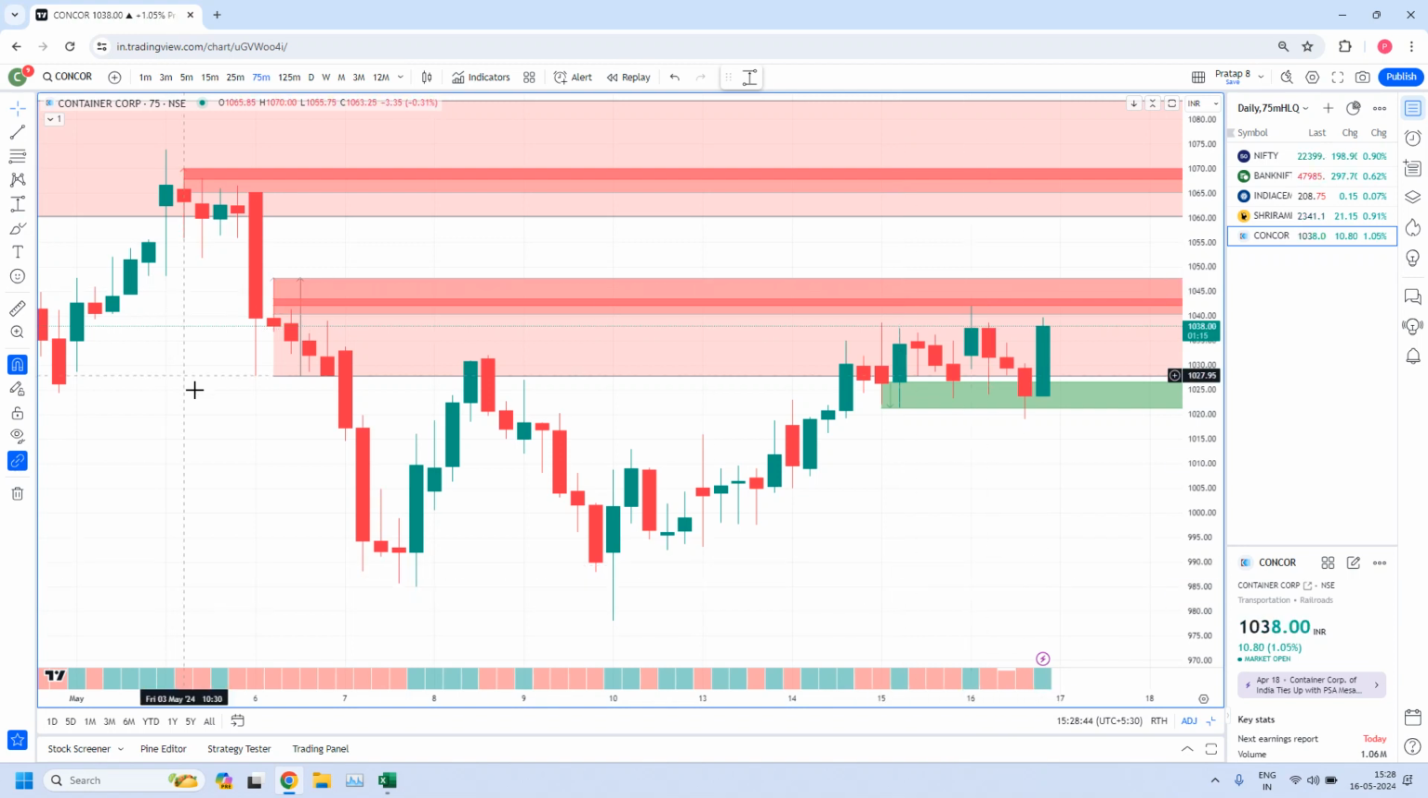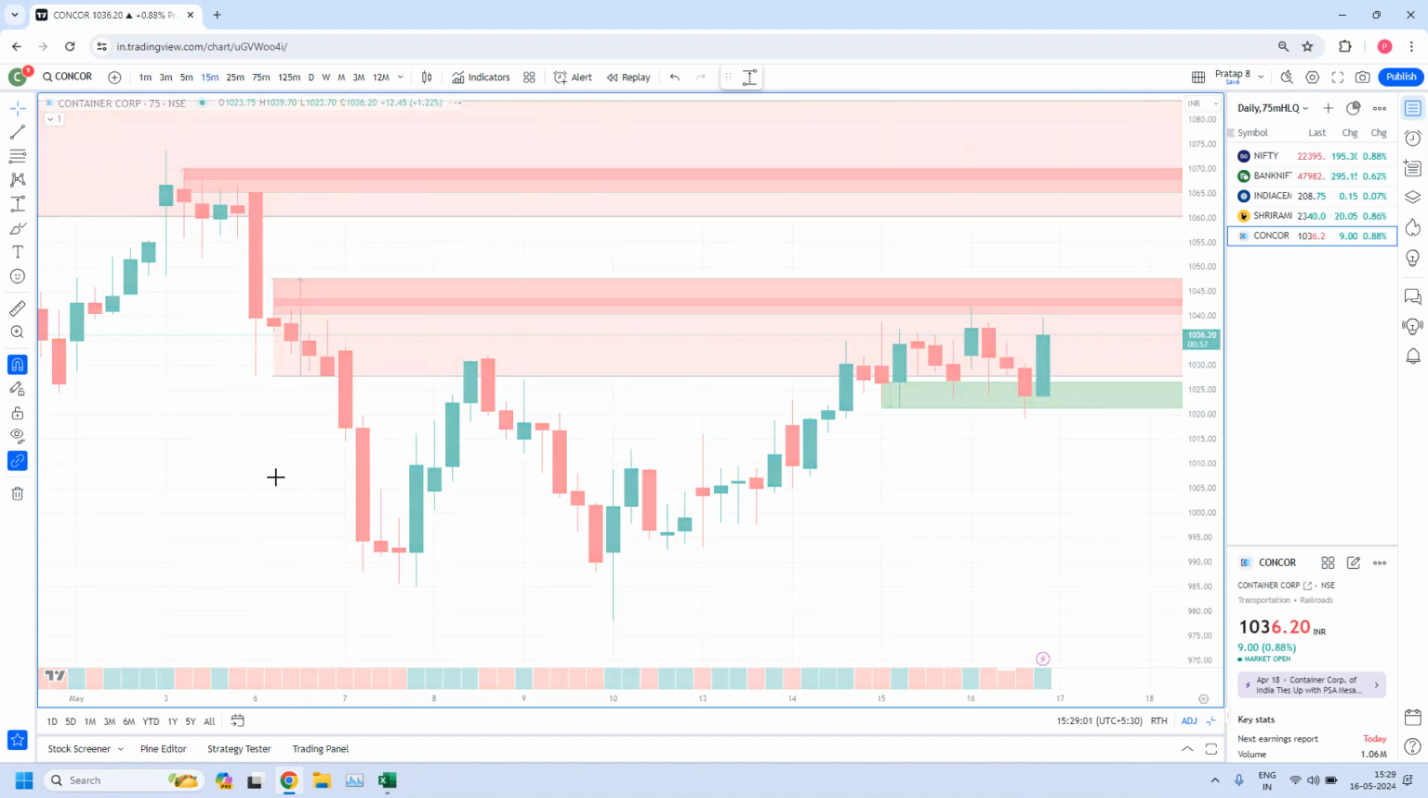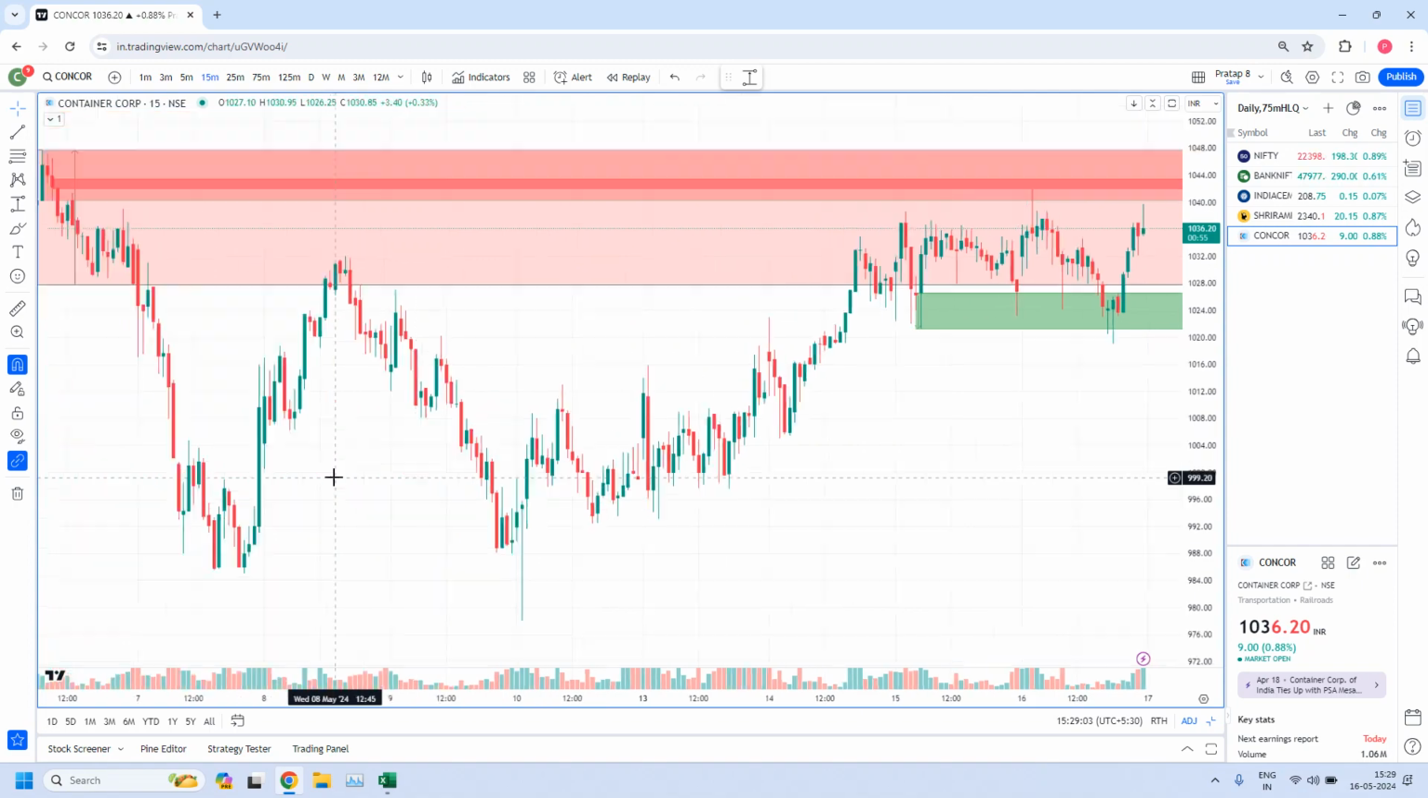And the first one is Concor. This is a 75 minutes high liquidity zone. We have a drop, 4 base candles and again a drop candle. So this is what was identified by our software. We have fine-tuned this particular zone, first at the 15 minutes time frame. This is the 15 minutes time frame.